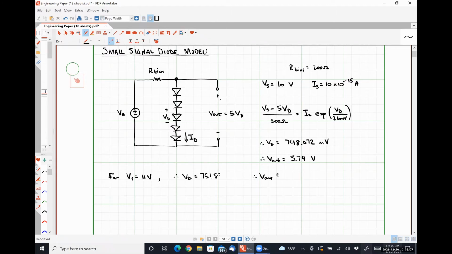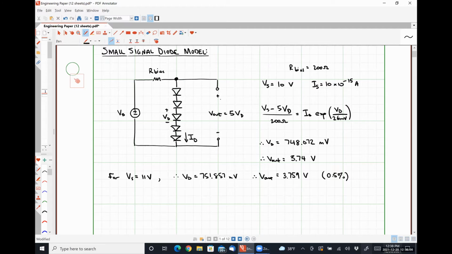751.857 millivolts. And therefore V out changed up to 3.759 volts. So a 10% increase in the power supply voltage yielded a 0.5% increase in the output voltage, okay?